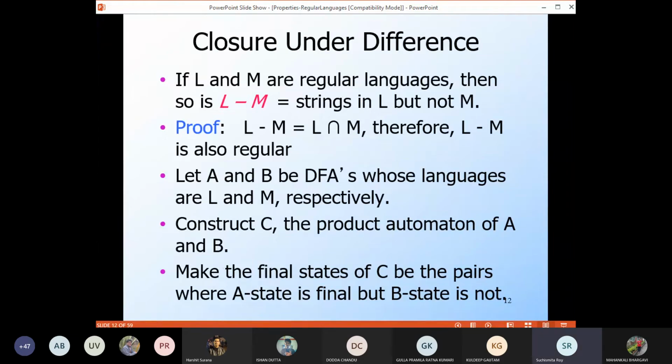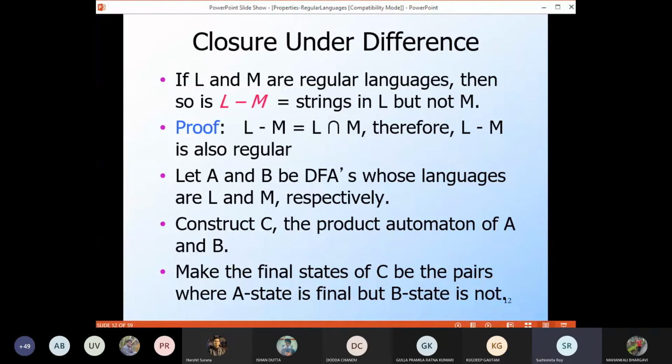Okay, now let's come to closure under difference. How many operations have we seen till now? We have seen union, concatenation, Kleene closure, then complement, intersection, and difference is the sixth operation that we are discussing. So if L and M are regular languages, then so is L minus M. This is the theorem, the claim which we are trying to prove.